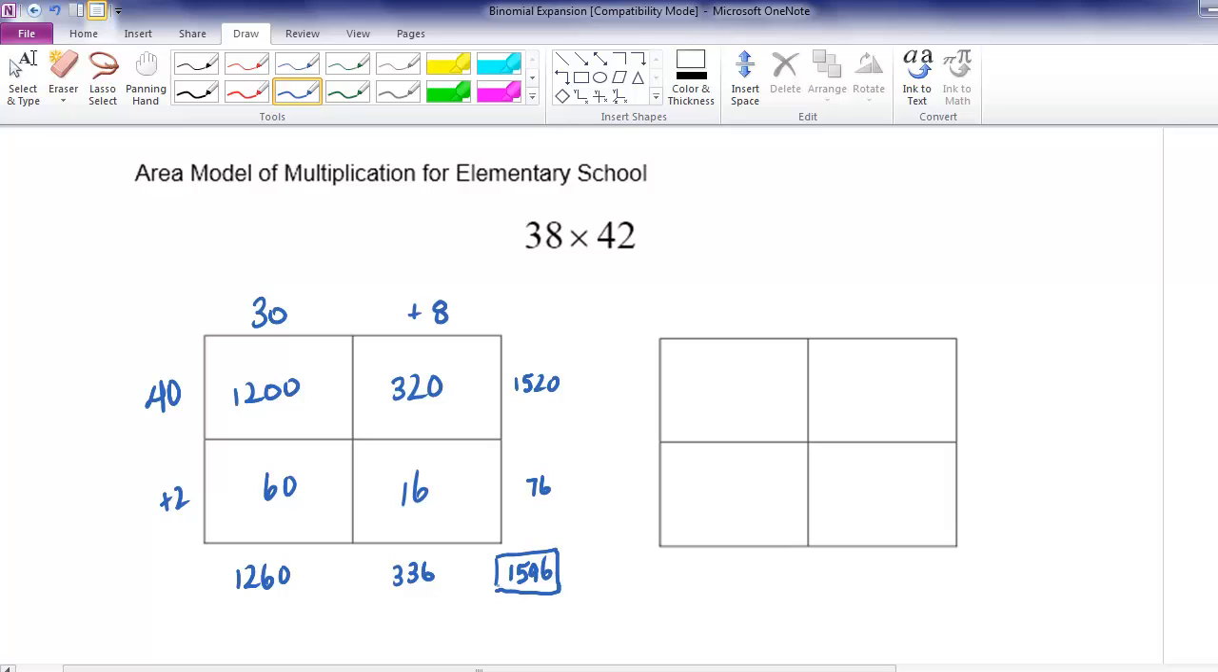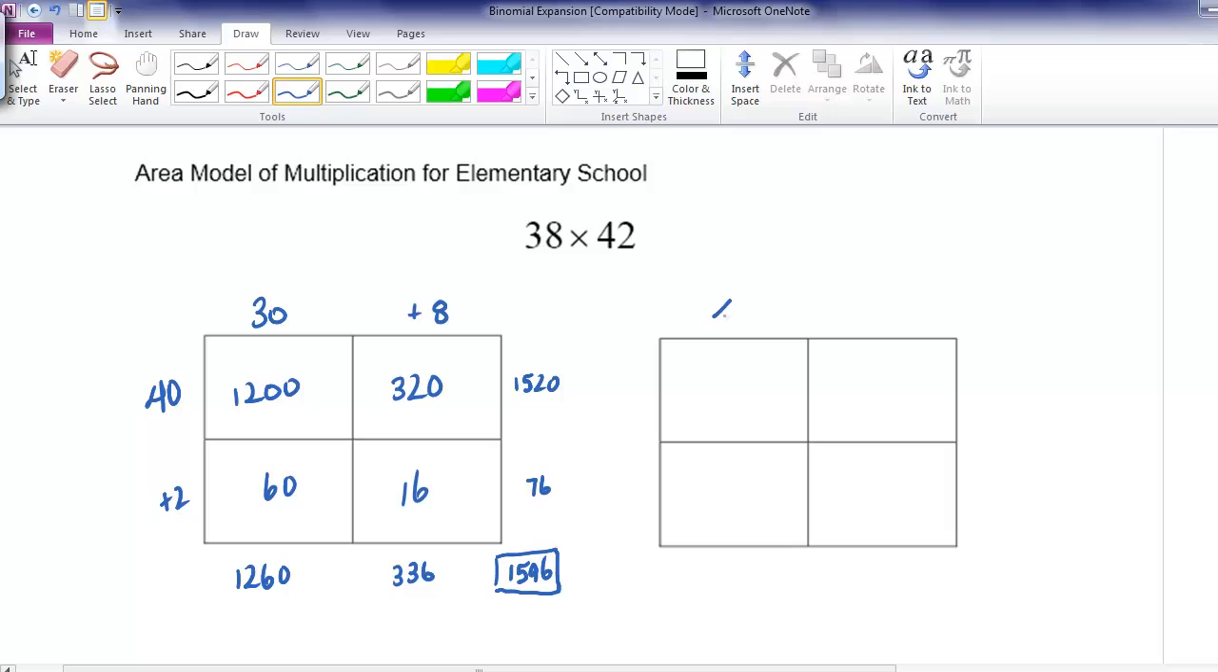Just as we did last day with the distributive property, an area model for multiplication works, and in this one it even works nicer than 8 times 36 like we did last day. So an elementary kid could do this in grade 4 or 5. You could also maybe even make it a little easier.